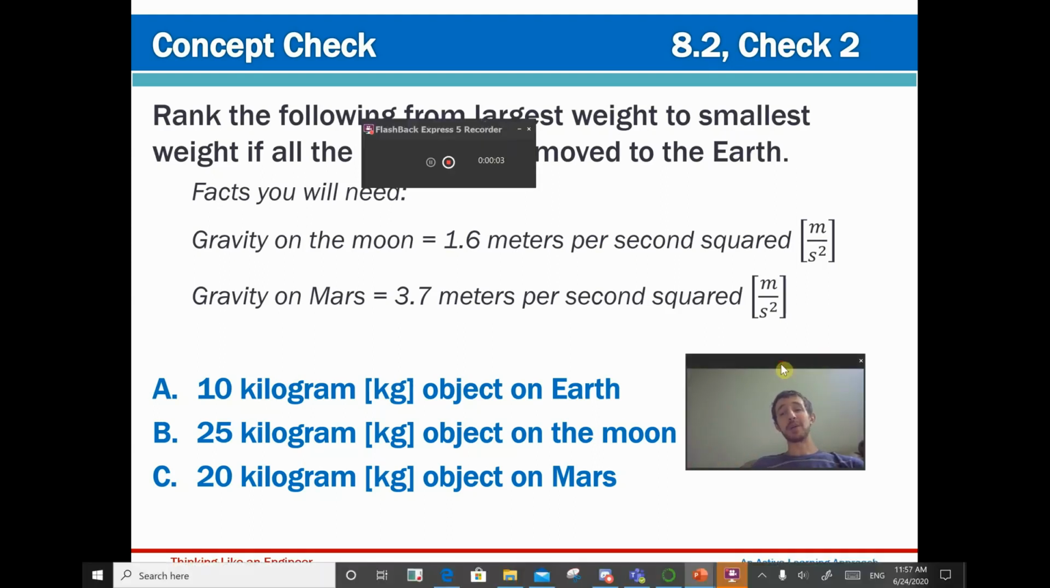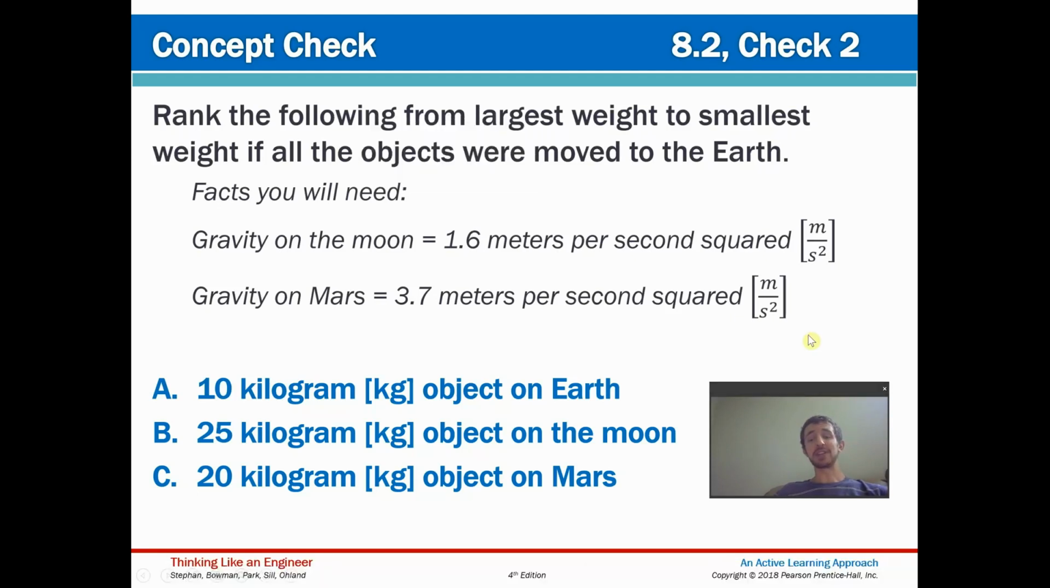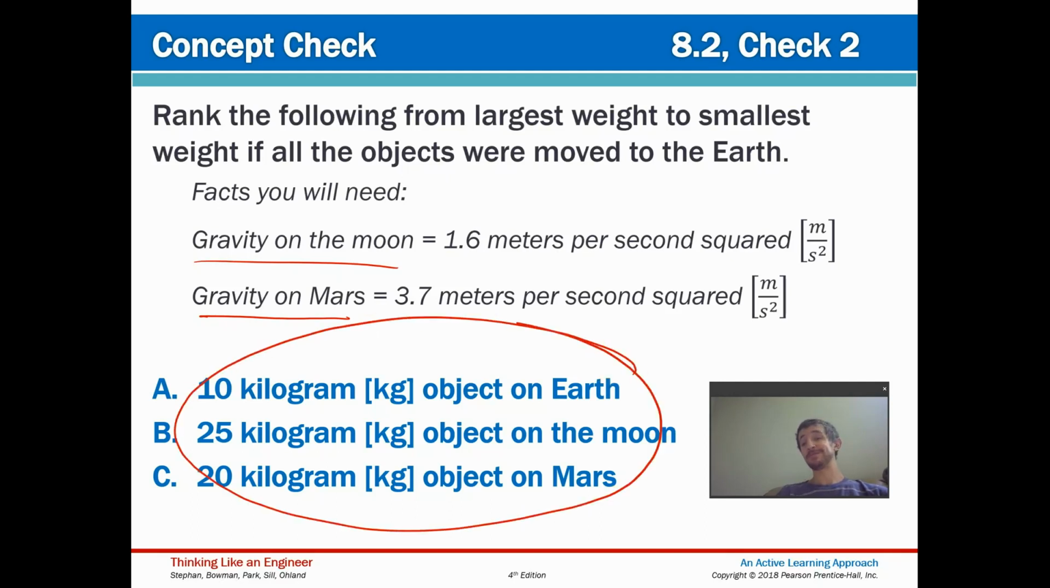So we're going to do a few problems with weight this time to see if we can figure it out. So let's keep on moving forward. This problem says rank the following from largest weight to smallest weight if all the objects were moved to Earth. And it gives you the gravity on the moon, it gives you gravity on Mars, and it gives you this. So think about it for a second.